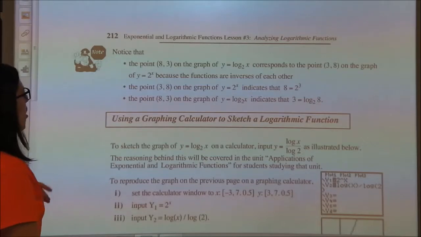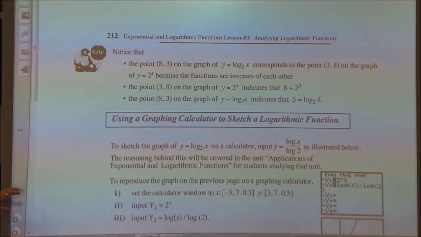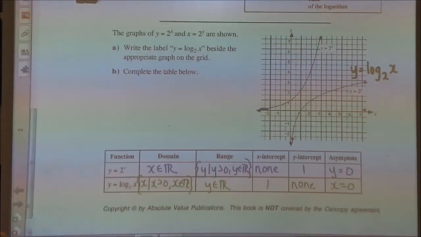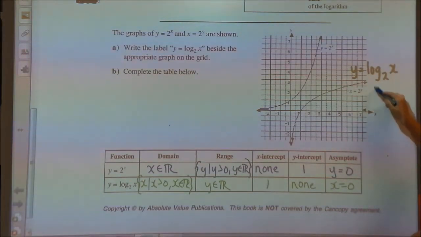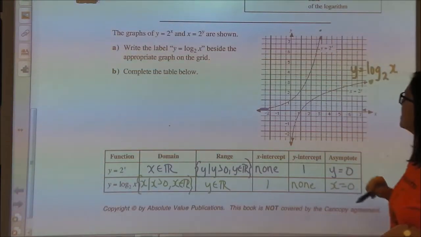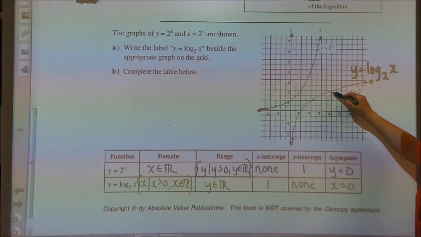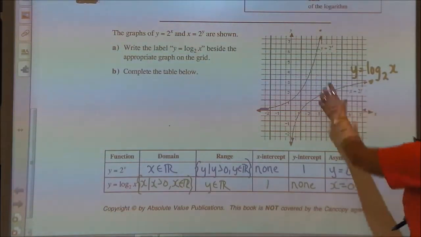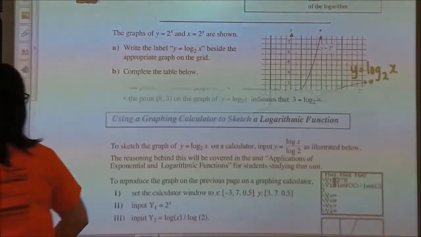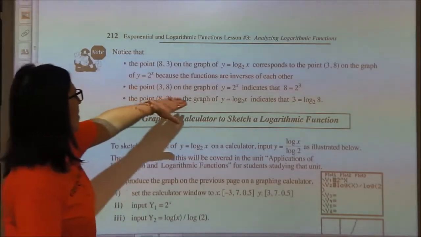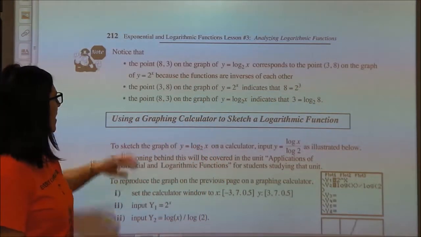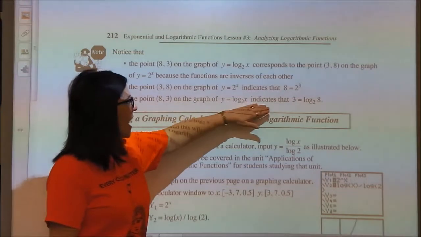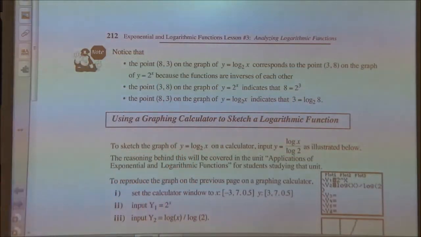The point 8 and 3 on the log graph corresponds to the point 3 and 8. So let me just show you where those 2 points are. The point 8 and 3, which you can't even see on your graph, which would be right here, this point here corresponds to 3 and 8. Better to look at it, the point 4 and 2 corresponds to the point 2 and 4 because they're inverses of each other. The point 3 and 8 on the graph of y equals 2 to the power of x means that 8 equals 2 to the power of 3. The point 8 and 3 on the log graph means that 3 equals log base 2 of 8.